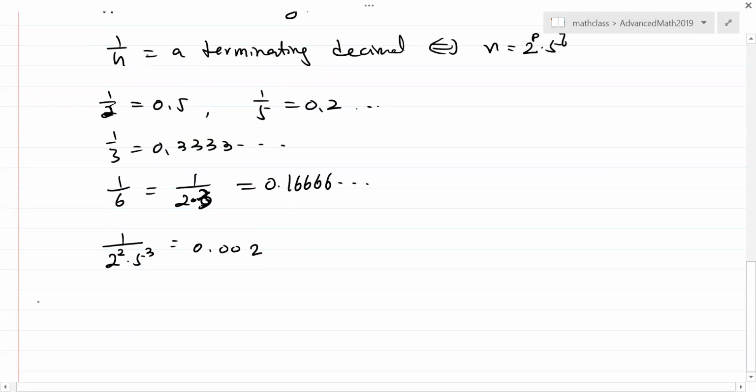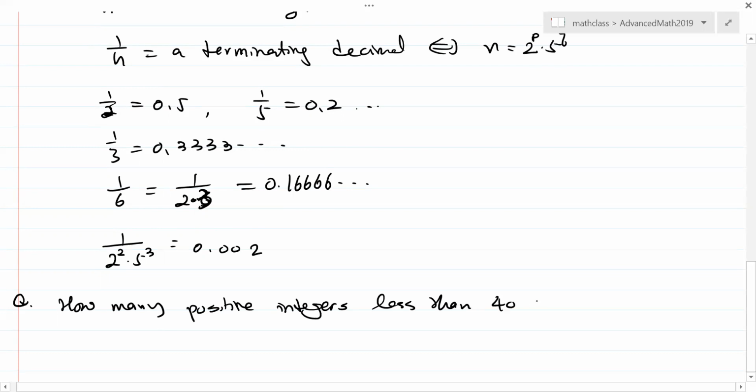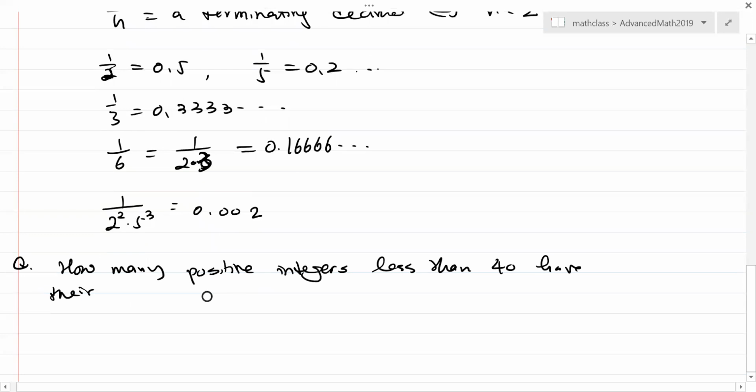So here's a question. How many positive integers less than 40 have their reciprocal as a terminating decimal?